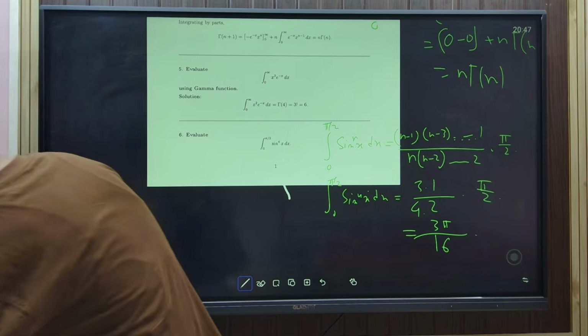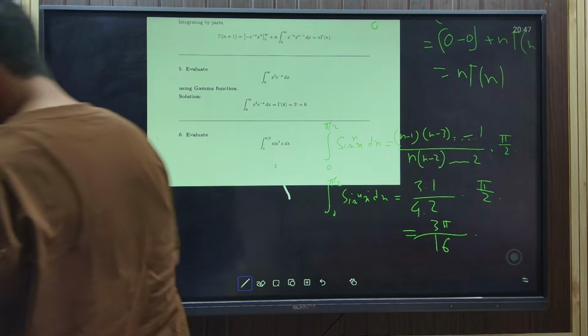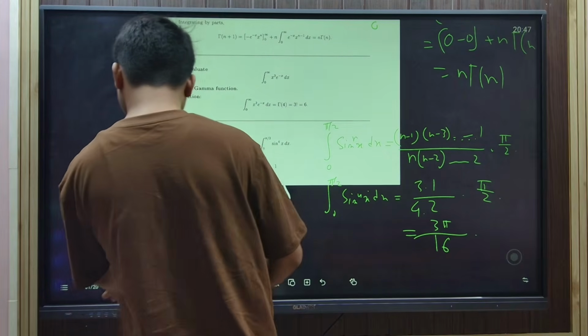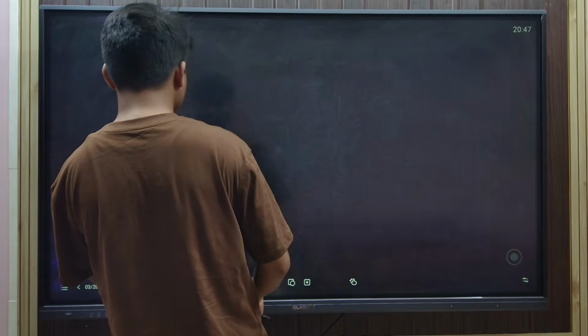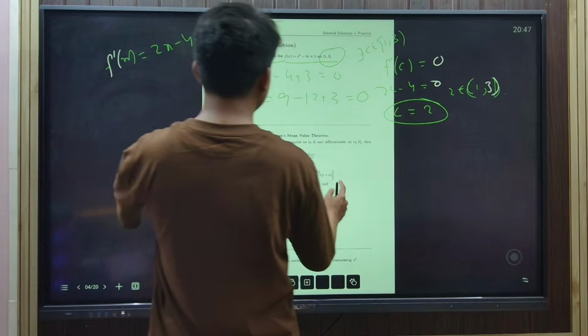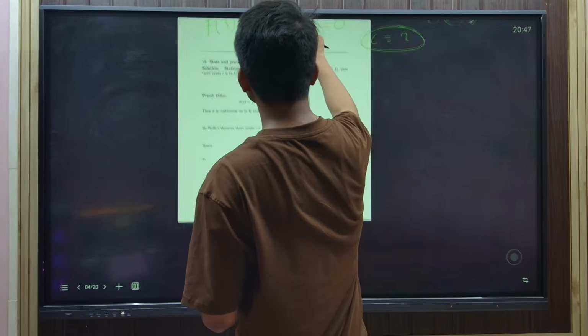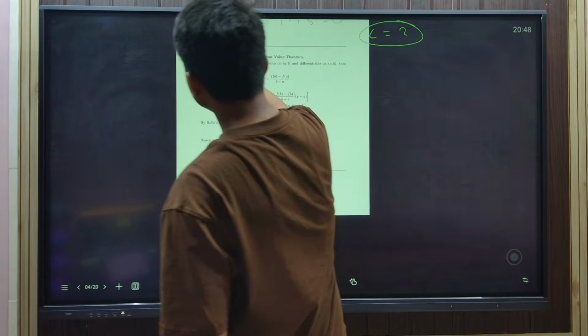So now the next problem: state Lagrange mean value theorem and prove. How do you state and prove Lagrange? This is an important theorem, the Lagrange mean value theorem.